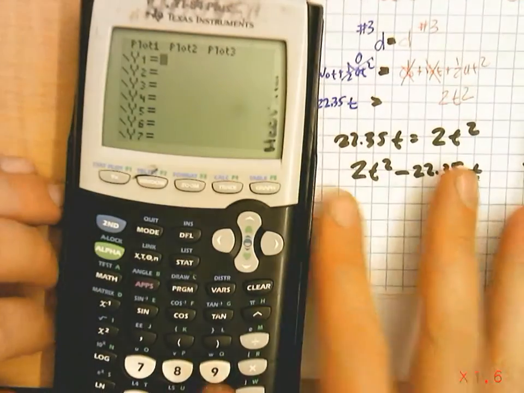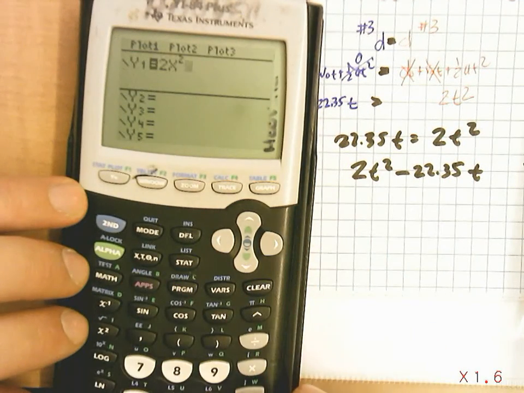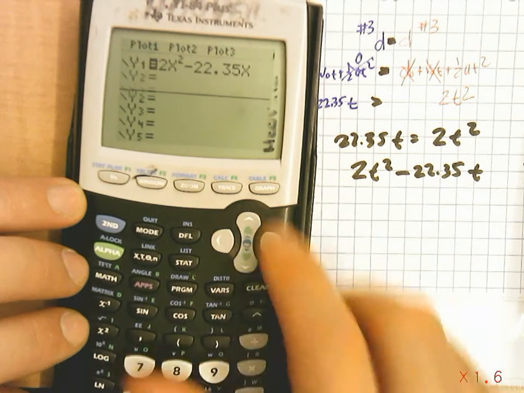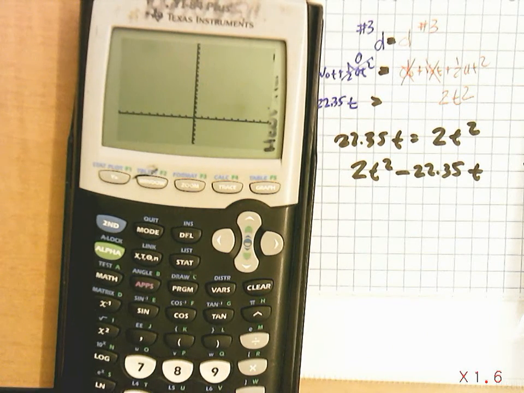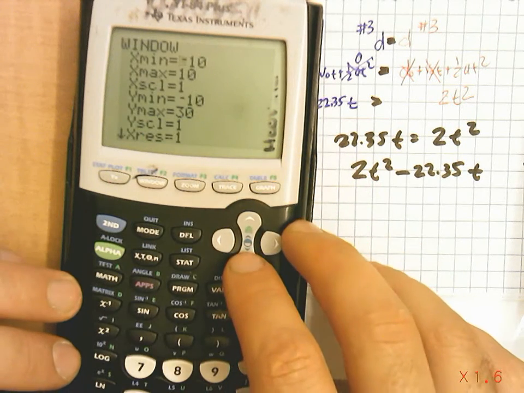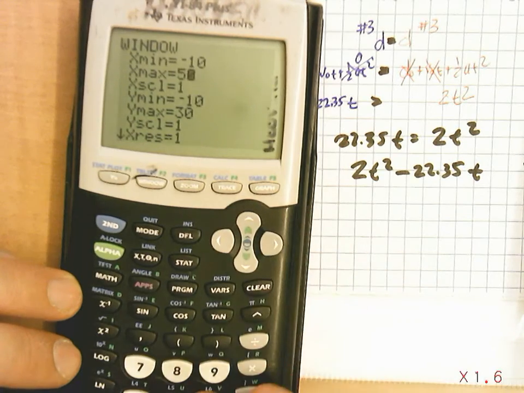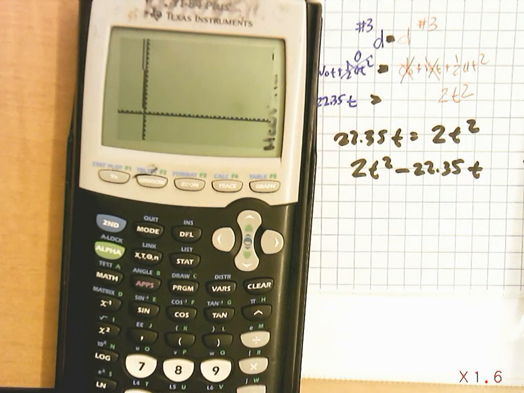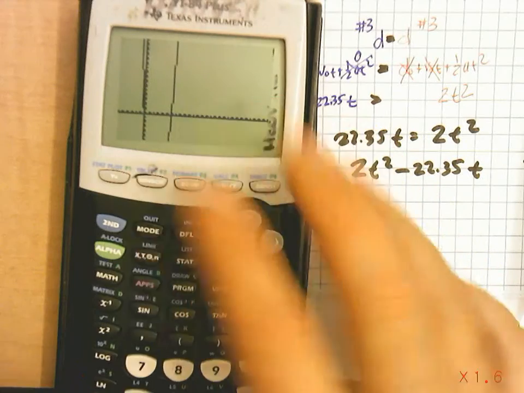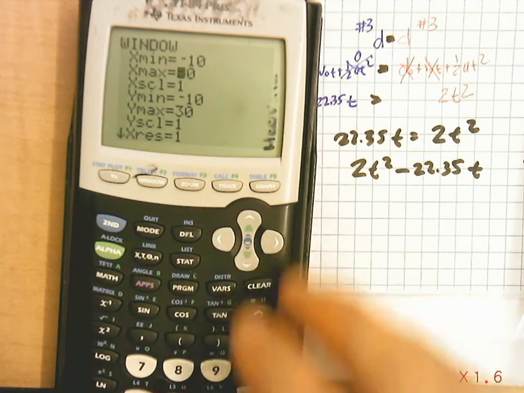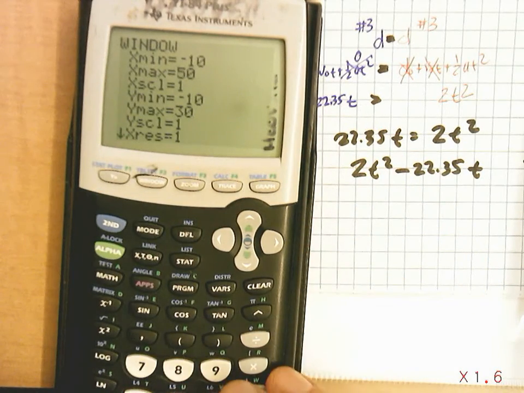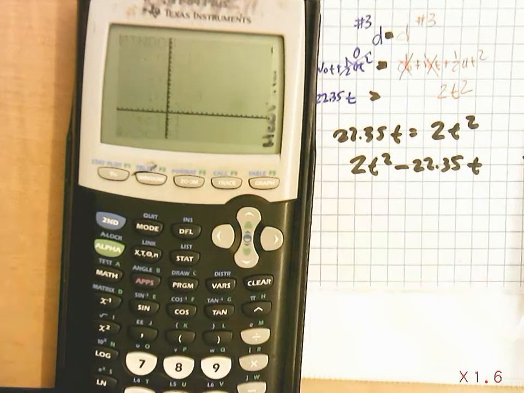So we're going to put in 2x squared minus 22.35x. I'm going to look and see what I get for a parabola. I may or may not be able to see where it crosses again. That appears to be the case. So let's just bump up our x max to 50, just to be on the safe side. And there, you can see it crossing now. Maybe 50 might have been too much. Maybe more like 20. Let's check this out again.